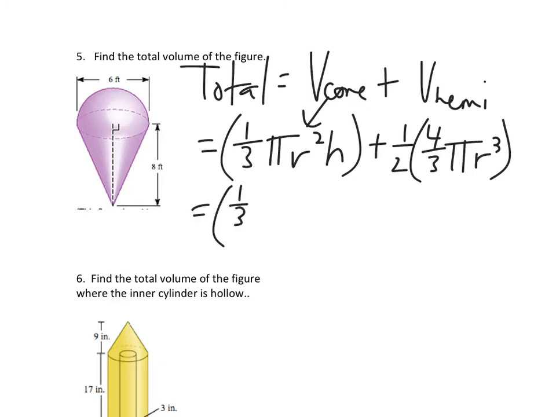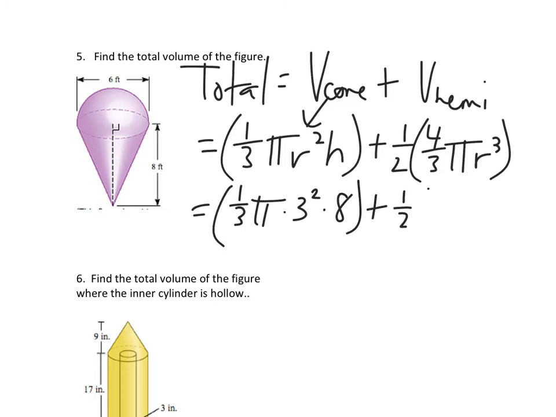All right, so 1/3 pi. What's the radius of the cone? The radius of the cone. So the diameter is 6, which means the radius is 3. So we're going to plug in 3. And the height of the cone is right here. It's 8. Okay, now I'm going to keep going.